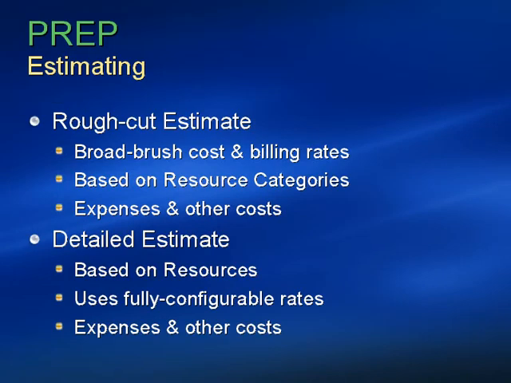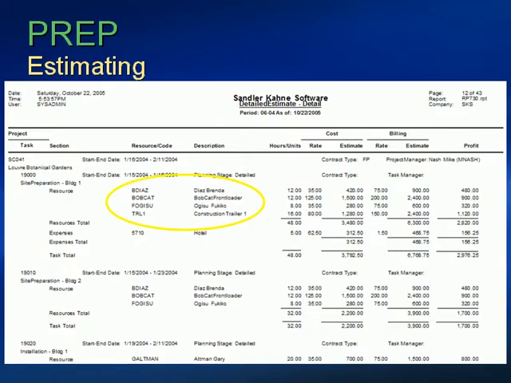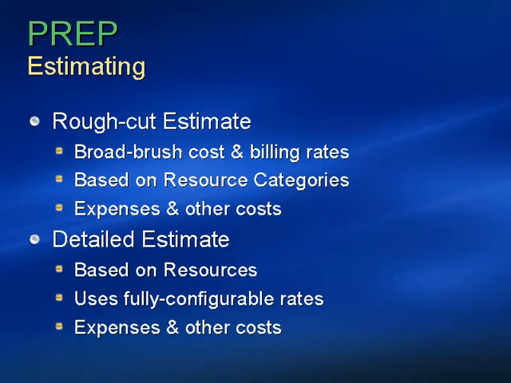If you need to be more precise in your estimating, a detailed estimate is probably what you're looking for. In a detailed estimate, you identify the specific resource you are likely to use, as opposed to the category of resource. PREP will help you determine the availability of resources for the time period required, and will use the rate structures you've identified with the project system to develop a more accurate estimate. Here's an example of a detailed estimate. Notice that it's identical to a rough cut estimate, except that we're using specific resources along with their more specific cost and billing rates. The result is a more finely tuned estimate.